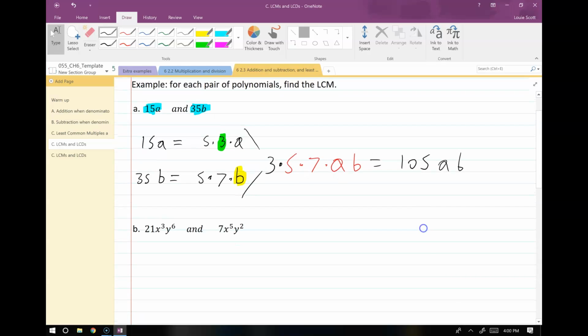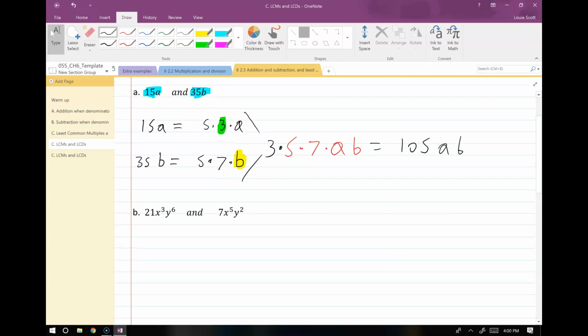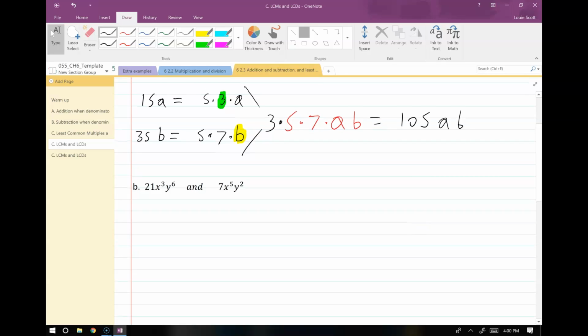Sometimes we have to do this when we have a bunch of variables involved. When that is the case, your LCD just has to contain the maximum number of variables. And so I'll show you what that looks like.